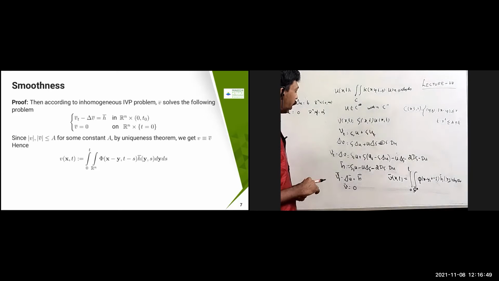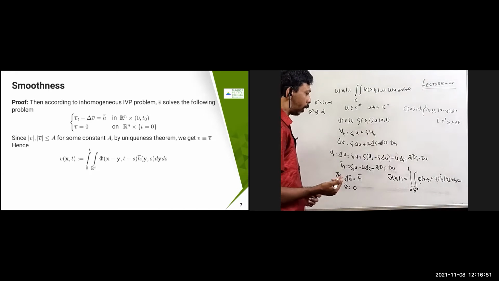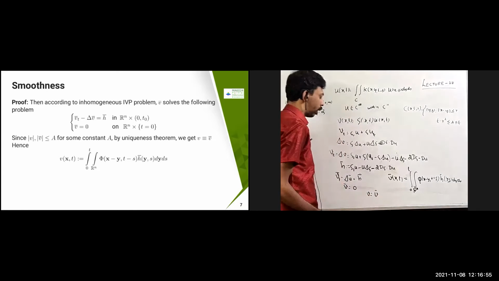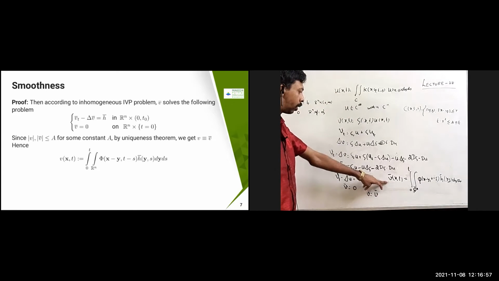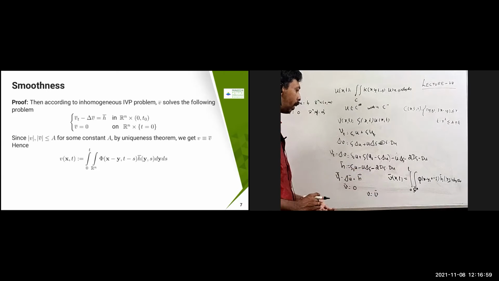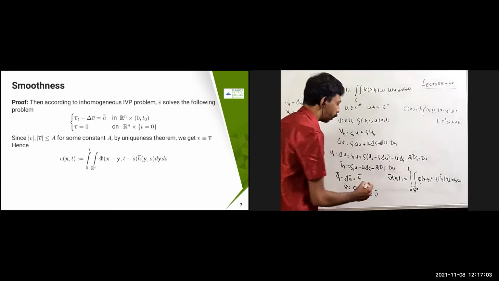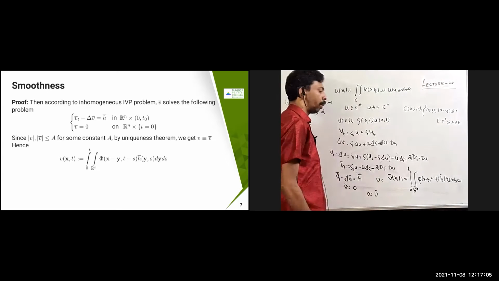That means it's bounded. Then according to the uniqueness theorem, you can define that v equal to v bar. Okay, so I have defined this v bar, which of course we are trying to do using the mean value property here. So v bar and v of x comma t both are going to be the same because of the uniqueness theorem.